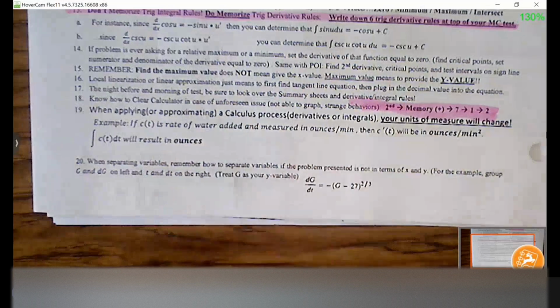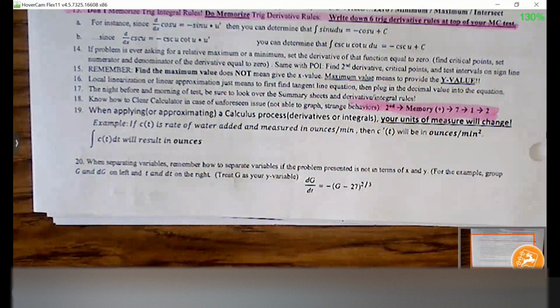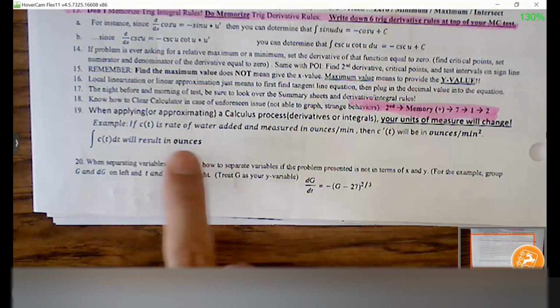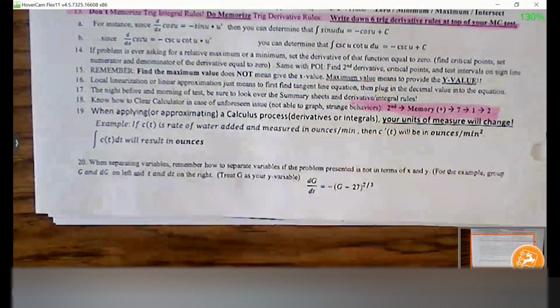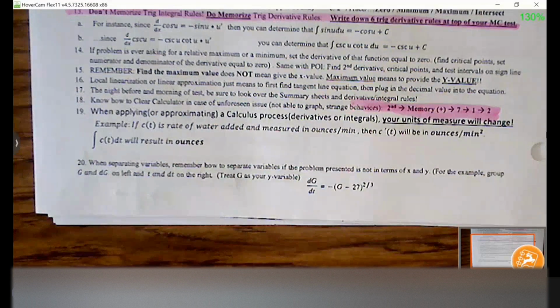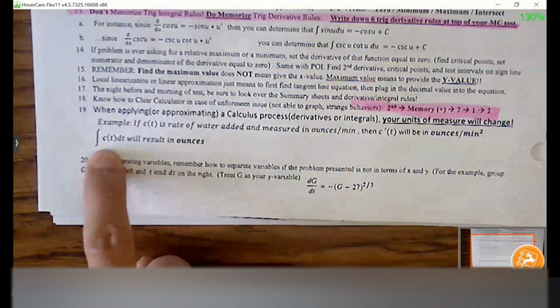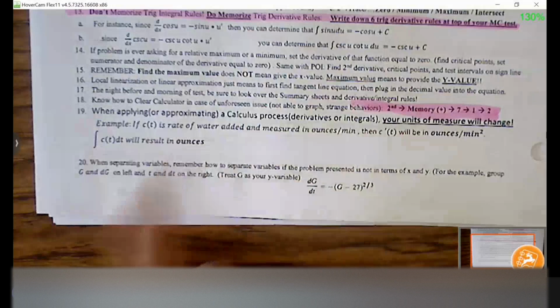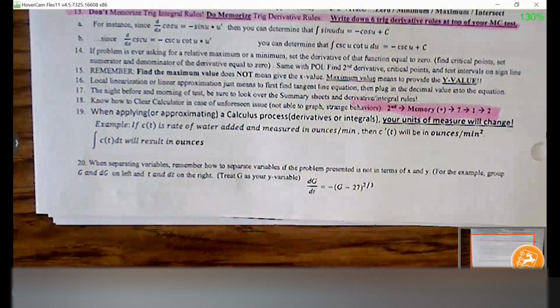If I accumulate all these ounces per minute in terms of the rate at which water is being added to a cup, the integral of that is going to convert that to the total or the change in ounces, no longer in ounces per minute. So make sure, derivative, integral, even Riemann sums, right? Riemann sums is also approximating an integral. So you're going to change the units as well. You lose a rate each time you take the integral. You gain a rate each time you take the derivative.